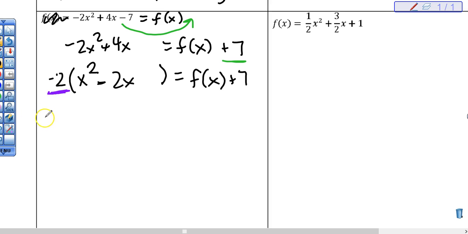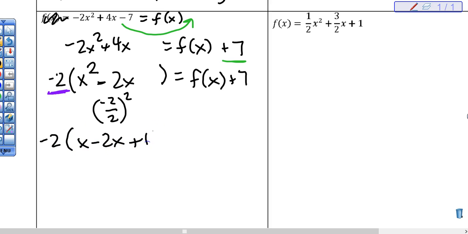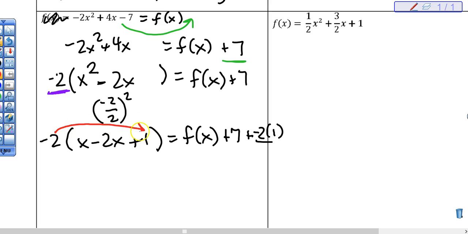All right, so now let's complete the square. So x squared, I've got to keep going with my process here. So we're cutting the b term in half. So -2 divided by 2 squared. Ready? So -2 times x squared minus 2x plus 1, right? Equals f of x plus 7 plus -2 times 1. Because remember, what we do to the left, and we have to multiply that -2 times 1 on the left, we have to do on the right.